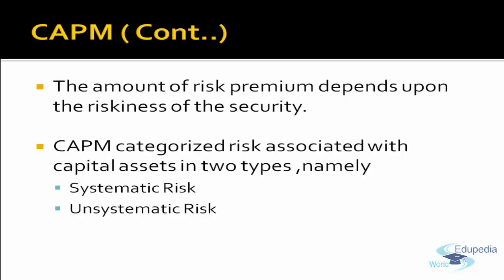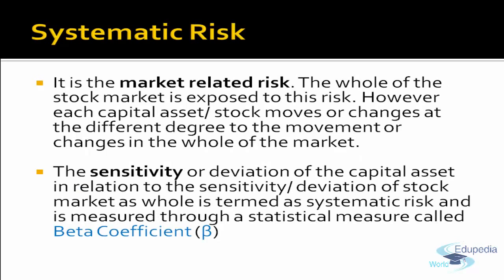So in this model, the CAPM model, it categorizes the risk in two ways. One is systematic risk, the other is unsystematic risk. Let's discuss both the risks one by one. So first, what is systematic risk?